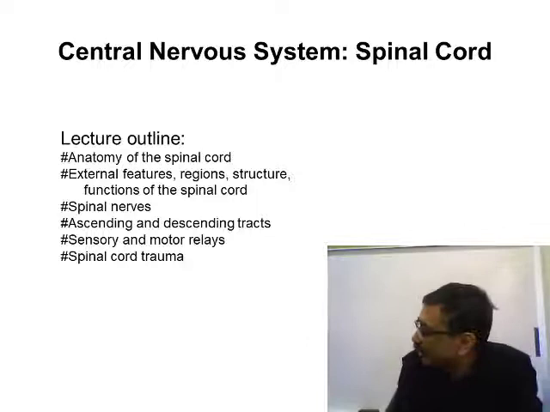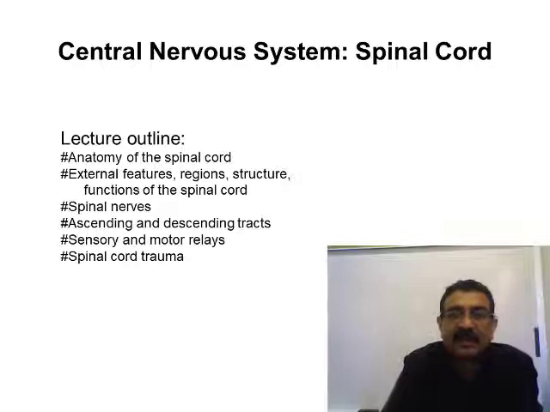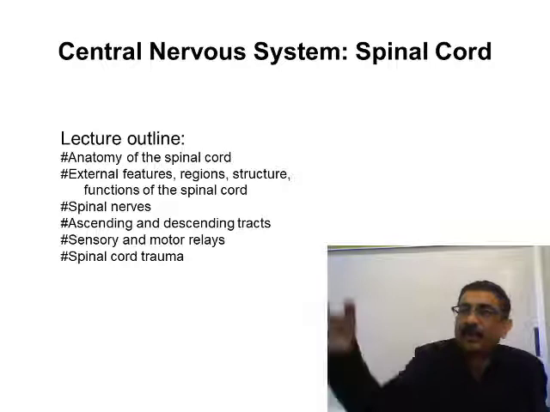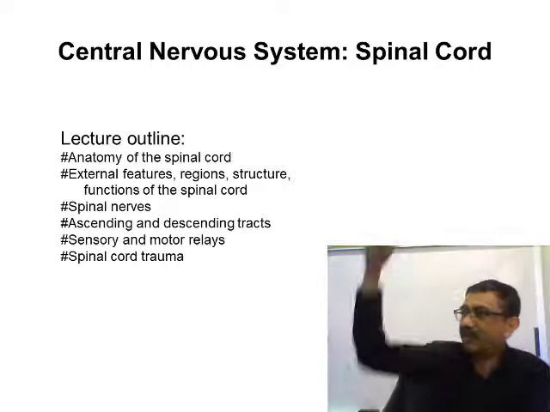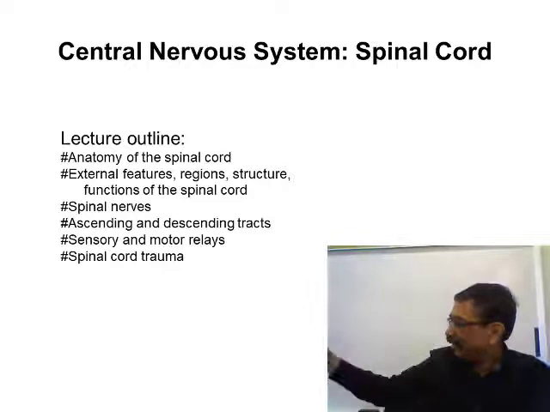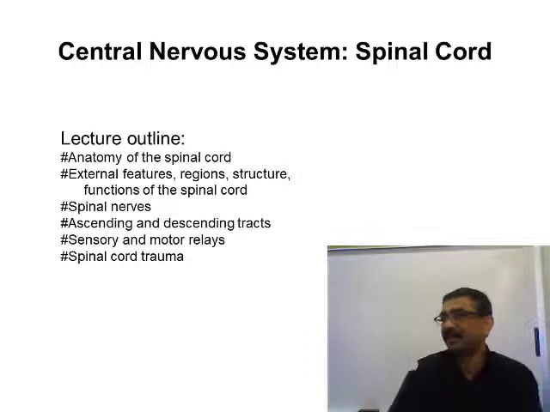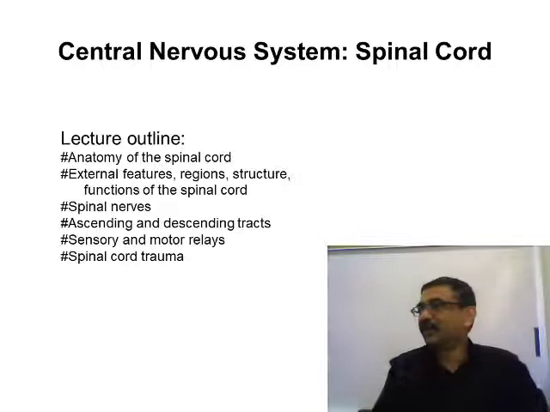Then we'll talk about the tracts inside the spinal cord. Inside the spinal cord, you have the bundle of fibers. Those are called the tracts. Some bundles are taking the signal upwards. Those are called the ascending tracts. Some bundles are taking the signal downwards. Those are called what? Descending tracts. So, two types of tracts. Ascending tracts take the signal towards the brain, and descending away from the brain.